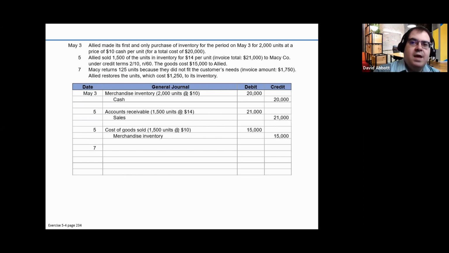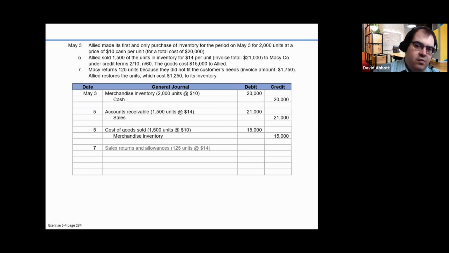And then on the 7th, Macy returns 125 units because they didn't fit the customer's needs. So the amount that they're returning is $1,750. And Allied restores the units, which cost $1,250, to its inventory. So Macy returns these, and so $1,750 is what they owed for them. The $1,250 is what Allied actually had paid for them, and they are going to return them to inventory.